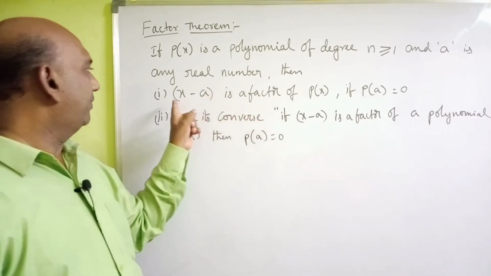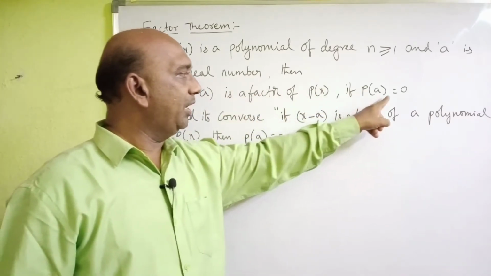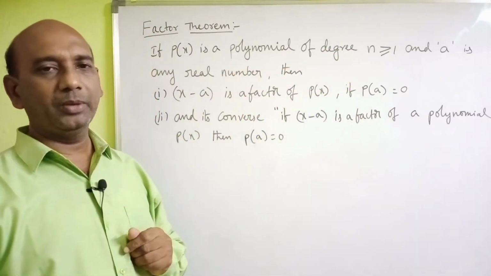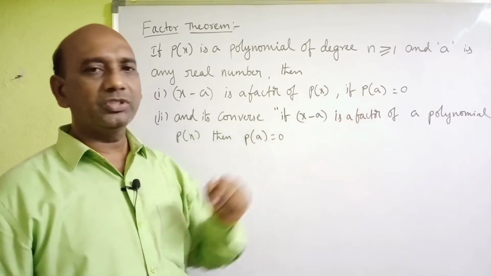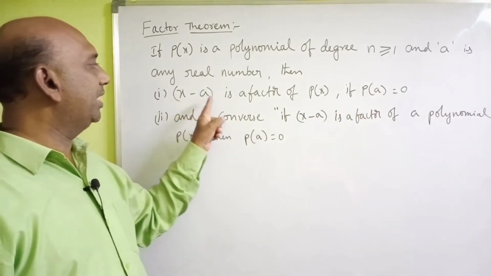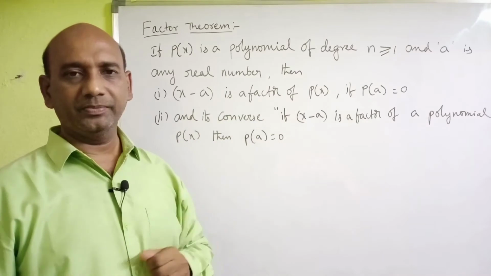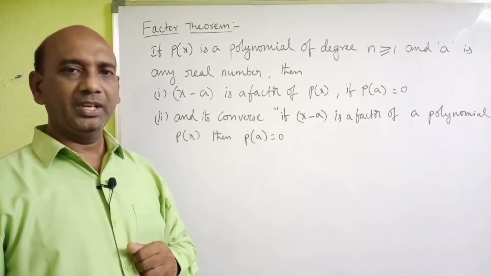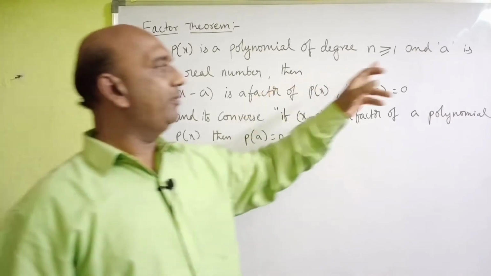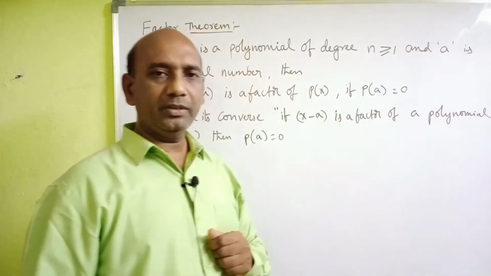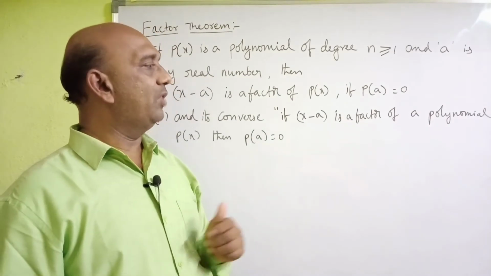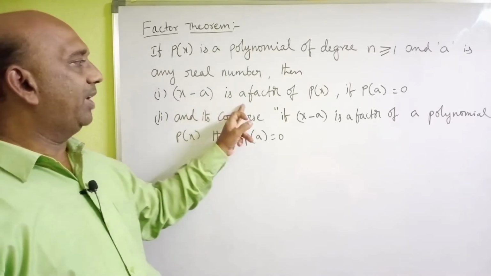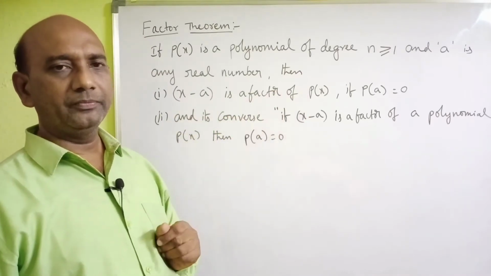then see here, first point: if p of a equal to 0, after substituting a in place of x in the given polynomial, if it becomes equal to 0, then we can say that x minus a is a factor of p of x. That means if a real value a is substituted, and its value is equal to 0, then x minus a is a factor of that given polynomial.